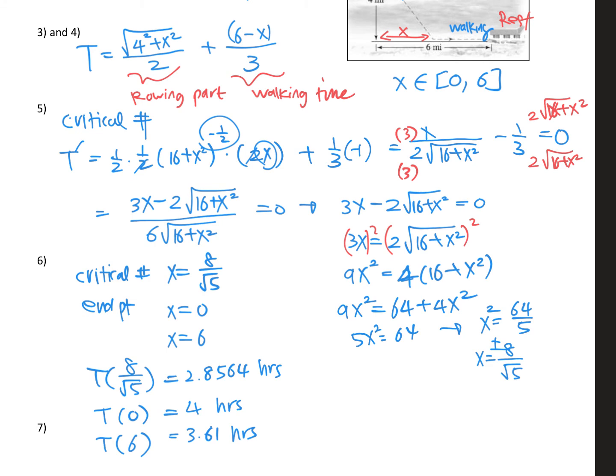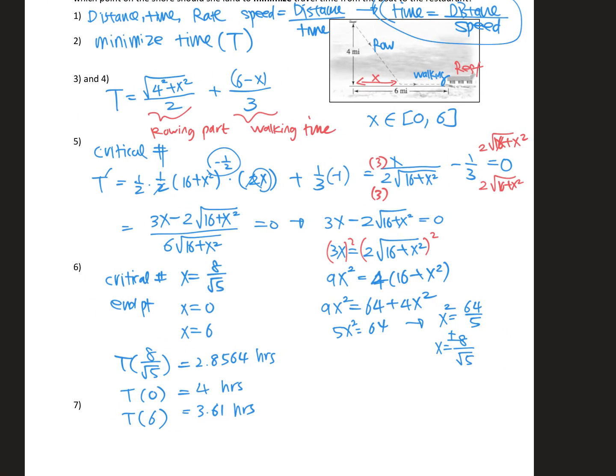So let's go back, there are a lot of numbers here. T of 0, when x is equal to 0, means she's going to come right to the shore and then walk. It'll take her 4 hours to get there. T of 6, when x is 6, means she's going to go directly to the restaurant just by rowing. It's going to take her 3.61 hours.